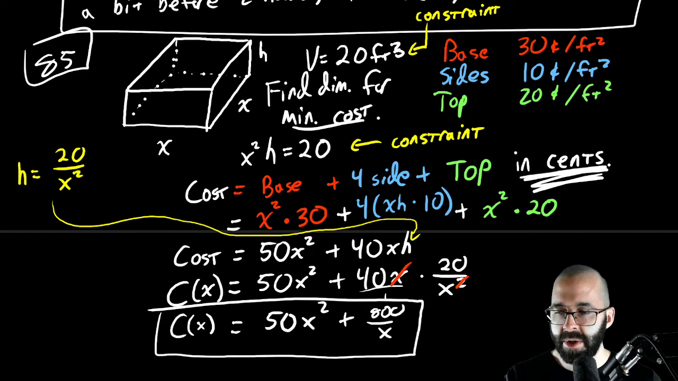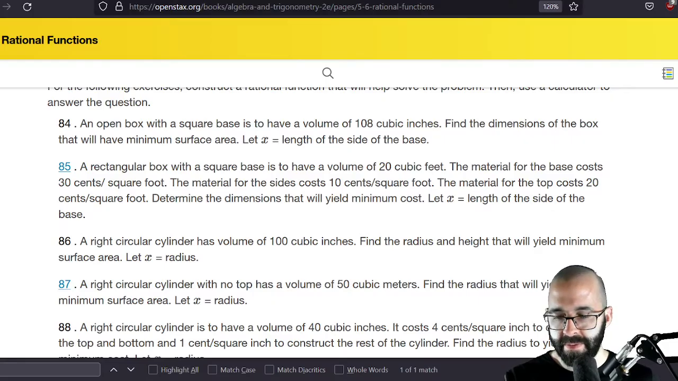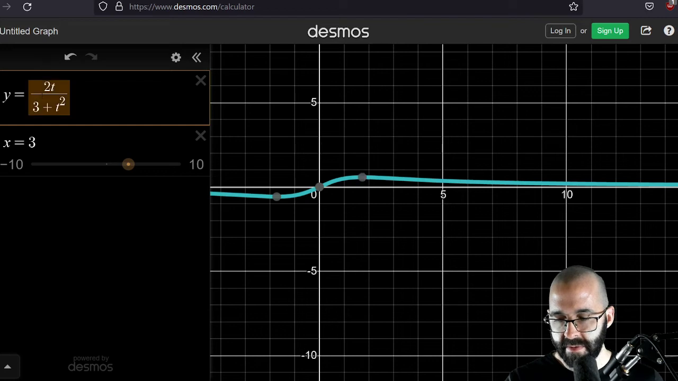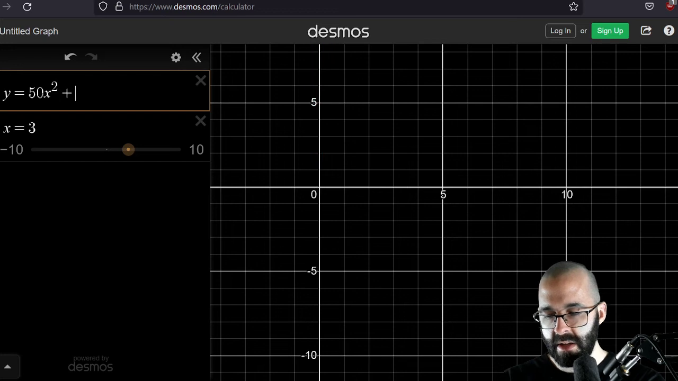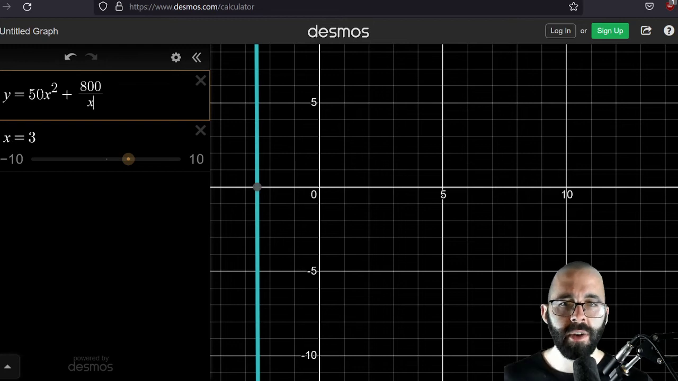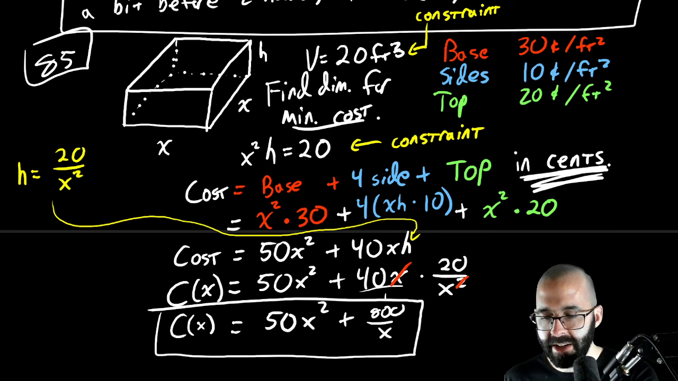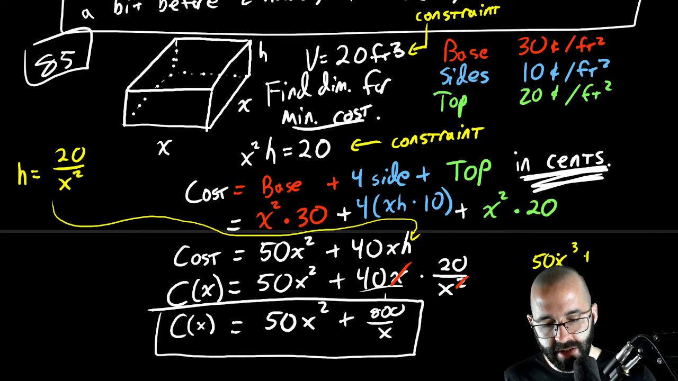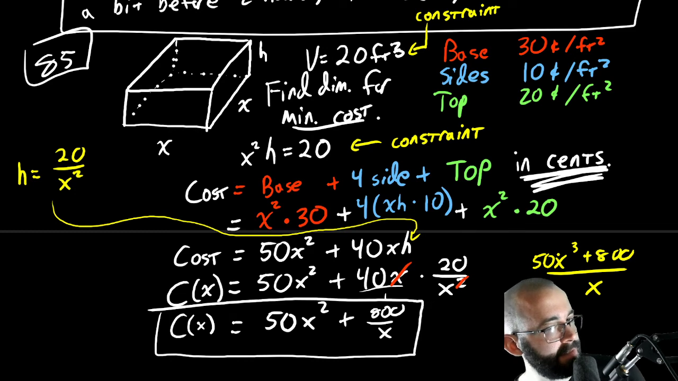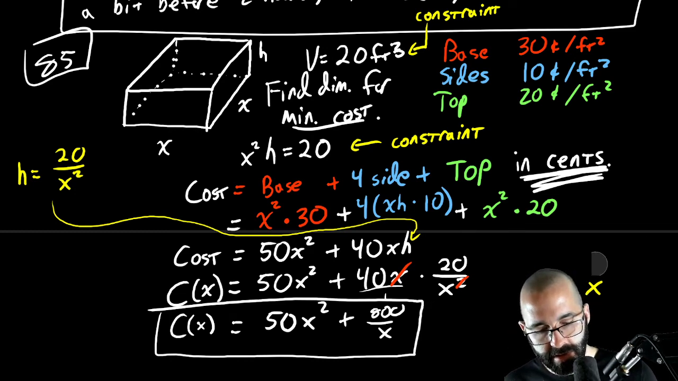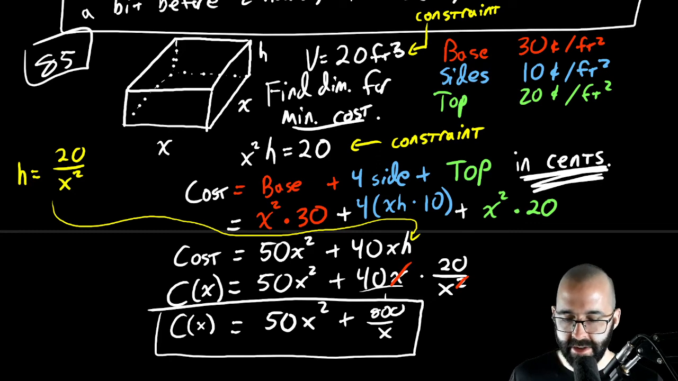All right, that's step 1. Step 2 is the easy part. Use technology to find the minimum. So let's graph it. The function is 50x squared plus 800 times x divided by x. This doesn't look exactly like a rational function, but you could write this as a rational function. Technically, this is the same as 50x cubed plus 800 divided by x. It is a rational function, but we're writing it in a little different format.